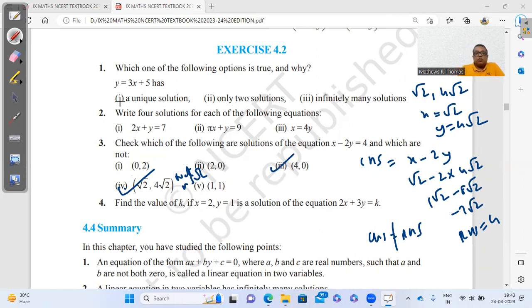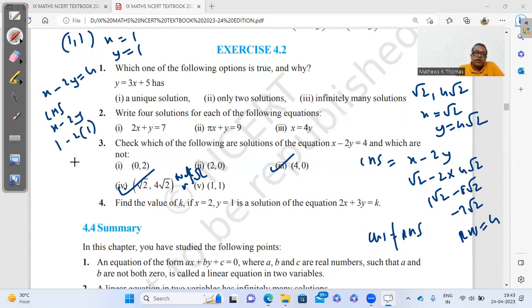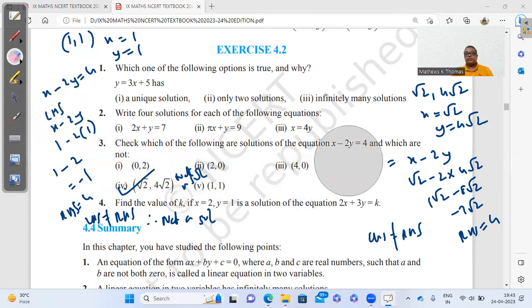And the last one is (1, 1). Let's try that. (1, 1) means x is 1, y is 1. And we have x minus 2y is 4. LHS is x minus 2y. Instead of x, I'm putting 1. Instead of y, also I'm putting 1. Here we get 1 minus 2, that is -1. RHS is 4. So here also LHS is not equal to RHS. Therefore, not a solution. So we've completed all the parts. We found that only (4, 0) is a solution. All the others are not solutions.